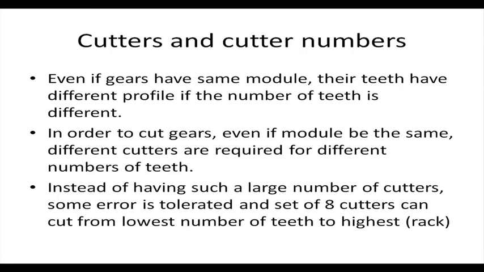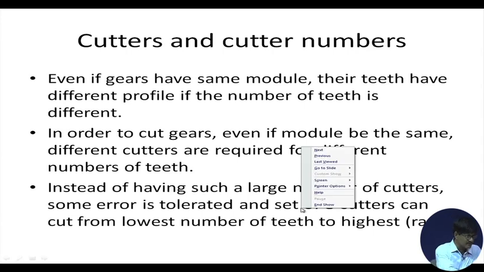Suppose the module is 2, it is a spur gear, and I have to cut a 20-teeth gear, a 30-teeth gear, a 40-teeth gear, like that. So, if I am cutting gears of different numbers of teeth but the same module, do I need a different cutter for them? Let us just go back one step.